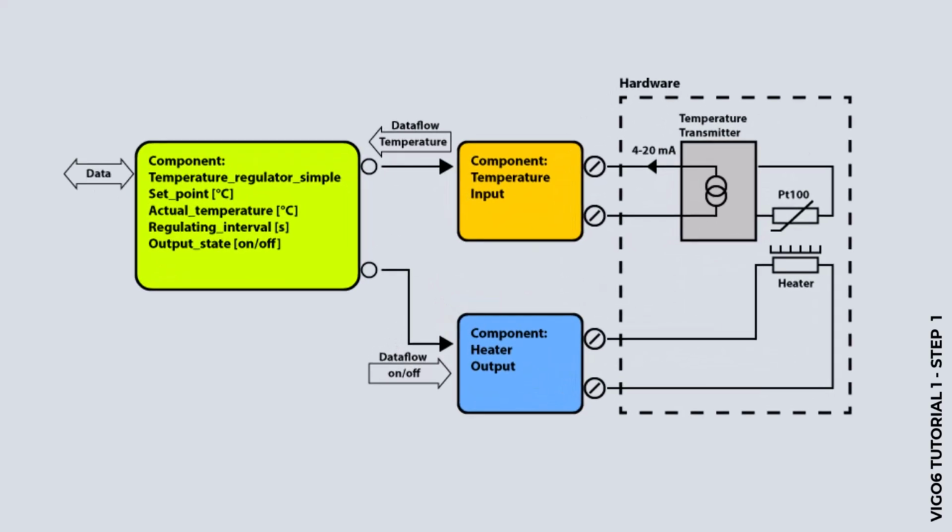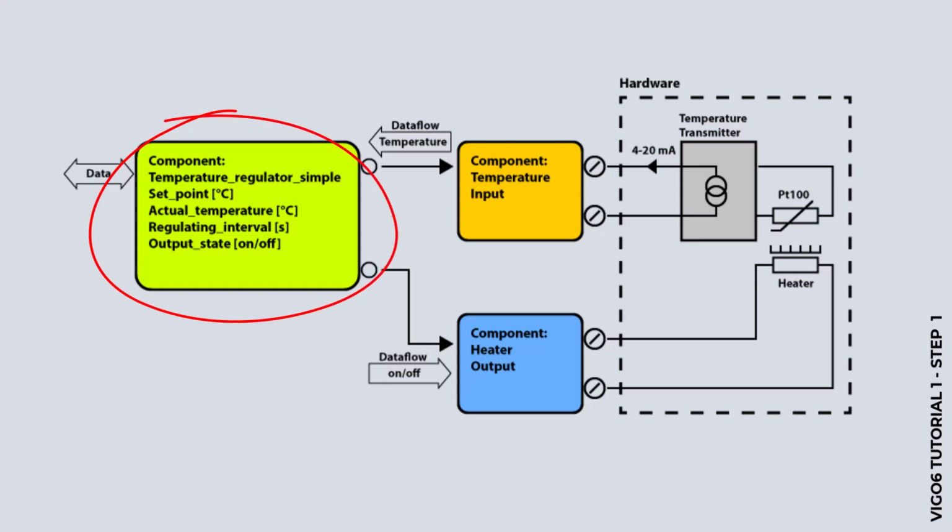The first tutorial is to create a temperature regulator by connecting a number of components and the related visualization. A blue, already made digital output component to control the heating. An orange, already made 4 to 20 mA input component to read the temperature. And a green component to control the temperature regulation.